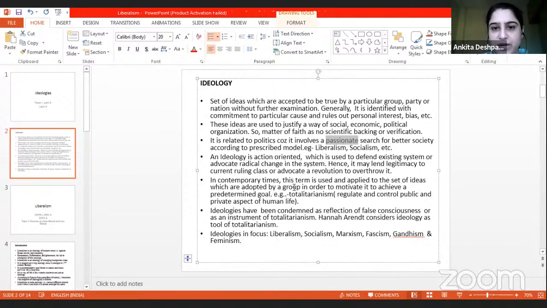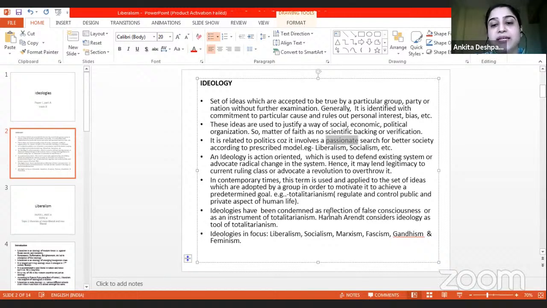In contemporary times, ideology is used and applied to the set of ideas which are adopted by a group in order to motivate it to achieve a predetermined goal. For example, totalitarianism. There is a predetermined goal. You know, there is complete control in totalitarianism. There is complete control over your social, economic, political life by the authority. That authority can be one person or a group of persons. All right. So it can lead to totalitarianism also.